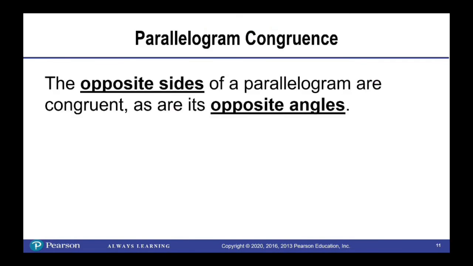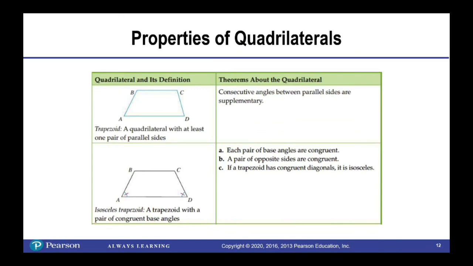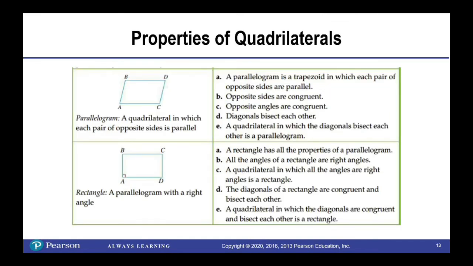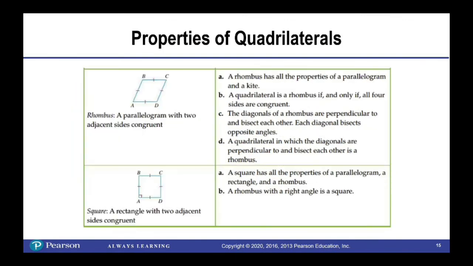This brings us to parallelogram congruence. The opposite sides of a parallelogram are congruent, as are its opposite angles. Now, there are some properties of quadrilaterals. Be sure that you read through these properties of quadrilaterals that are in your notes. There are properties for trapezoids, for isosceles trapezoids, for parallelograms, rectangles, kites, rhombi, and squares.